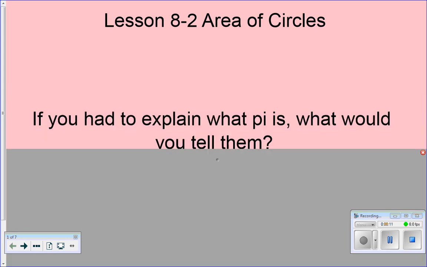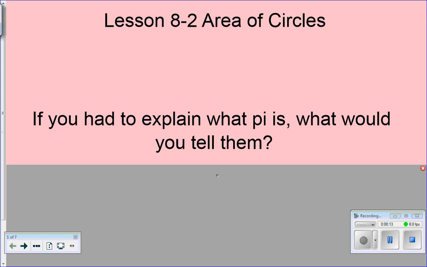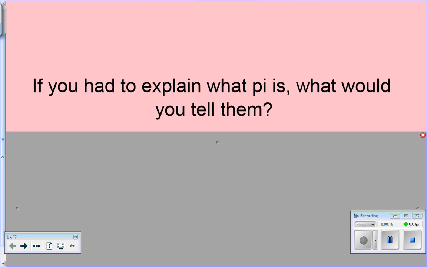But before we do that, let's talk a little bit about yesterday, because what we used yesterday, we're also going to use today. If I asked you what pi was, what would you tell me? Don't tell me a pie you bake in the oven. If I asked you what pi was, 3.14, what is that?